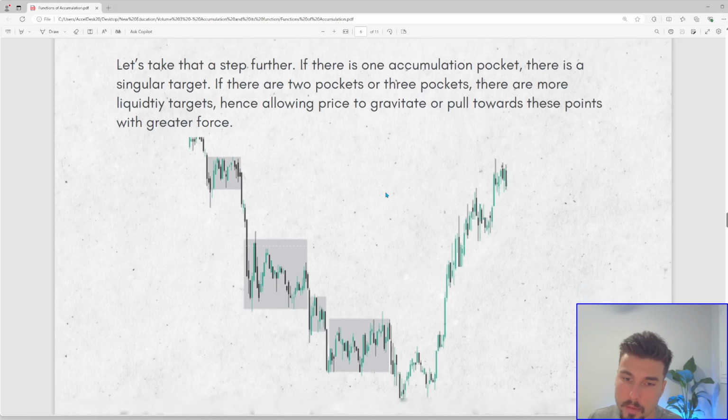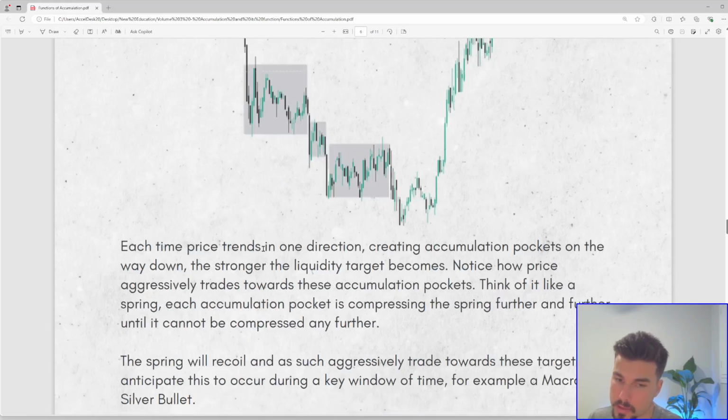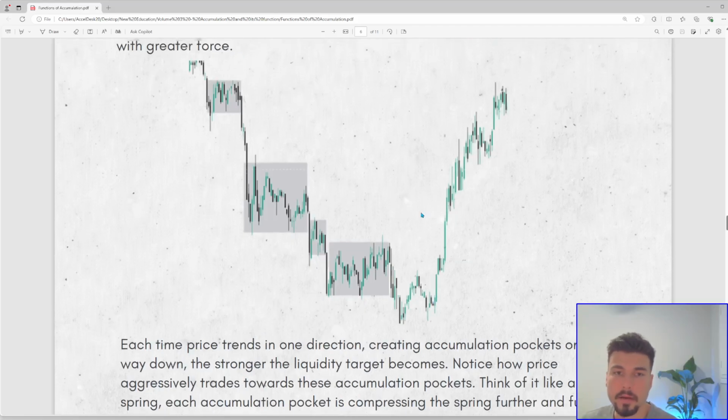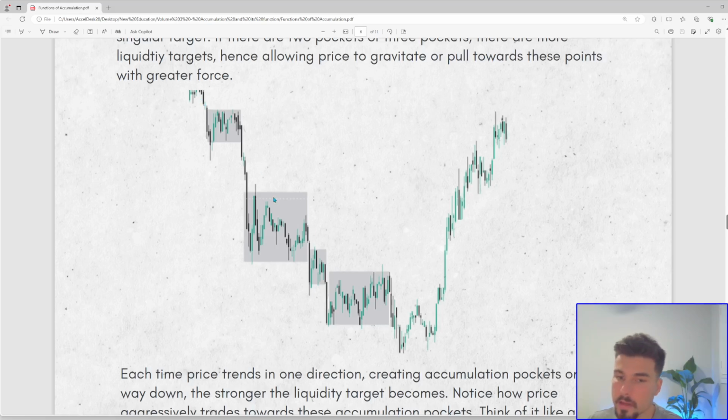It's really important to keep in mind. Each time price trends in one direction, creating accumulation pockets on the way down, the stronger the liquidity target becomes. Notice how price aggressively trades toward these pockets. And I guess you can think of it like a spring, right? Here's the analogy. We've got an accumulation pocket here, another one here, here, and here.